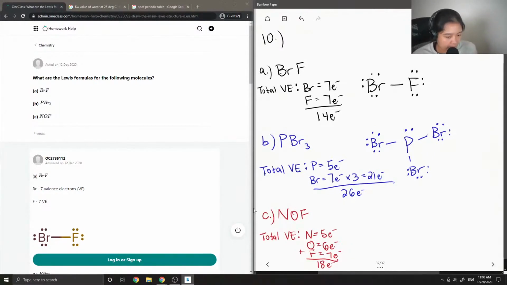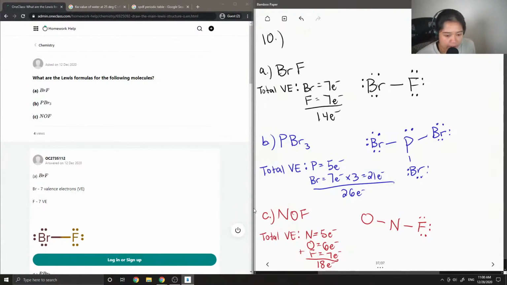So our central atom here would be nitrogen. And first I'm just going to write it as a single bond with both the fluorine and the oxygen. And then if we were to fill in all of the lone pairs, fluorine has 6. So it already has a full octet. So I know I don't need to form a double bond with the fluorine.